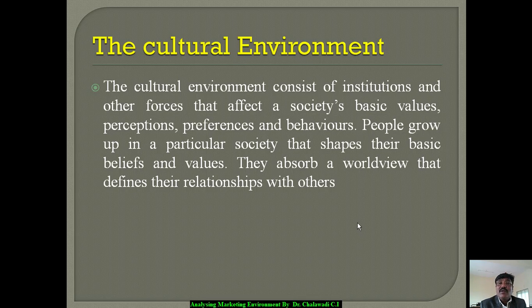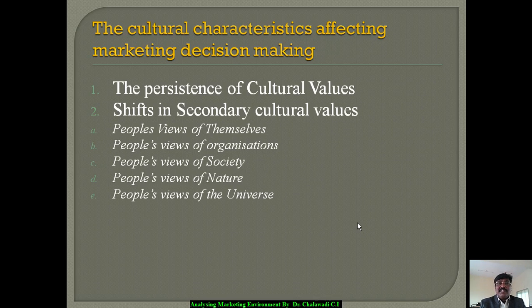I mean, what is the cultural environment? In society there are so many social institutions. The society's values will become different, the society's perception will become different, the society's preference will become different, and their behavior also becomes different. So that is how people develop in a particular society, and that society shapes their basic beliefs as well as values. To understand this, you can understand the cultural characteristics affecting marketing decision making.